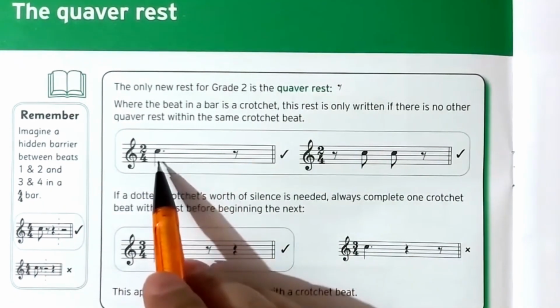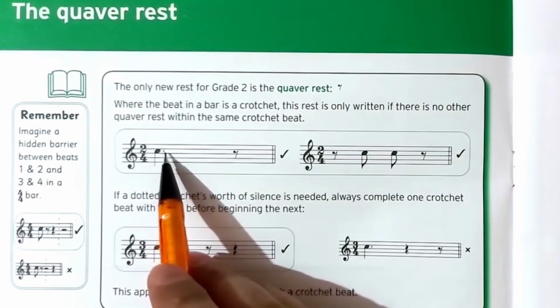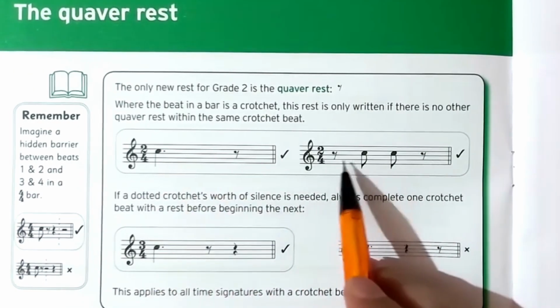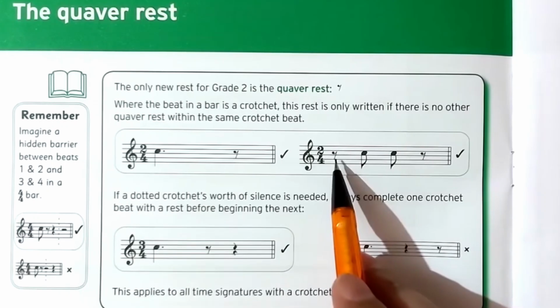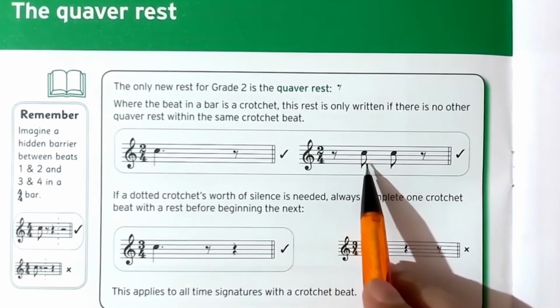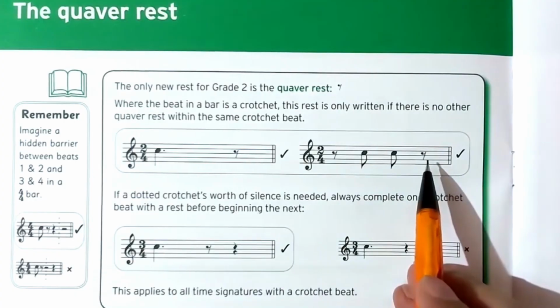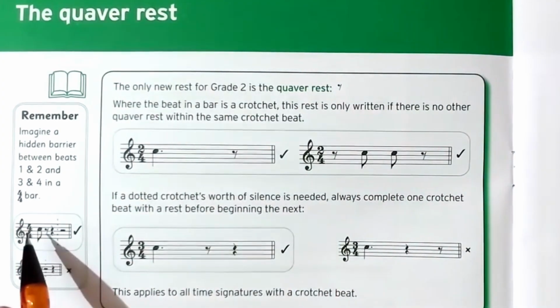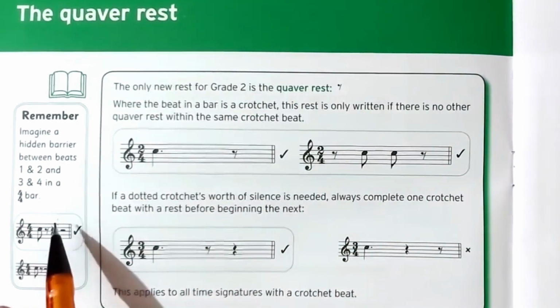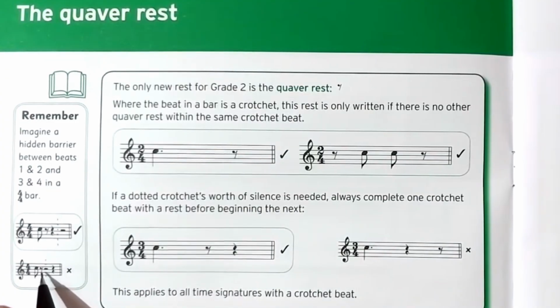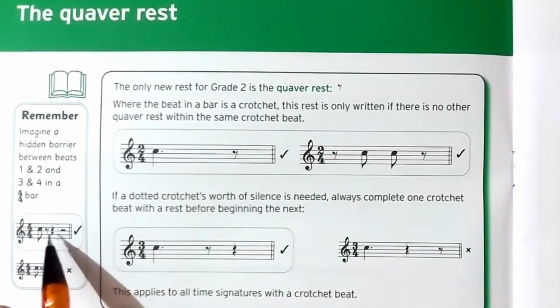First thing, if you see a dotted crotchet note, make sure you complete this first, then you move on. Here you can read these examples. If there's a quaver rest there, then you complete with the quaver note first, then you move on further. Here you can see in 4/4 there's an imaginary line. You should not cross that line. See here, if you cross this imaginary line between 1 2 and 3 4, that will be wrong. So make sure you remember all these things.